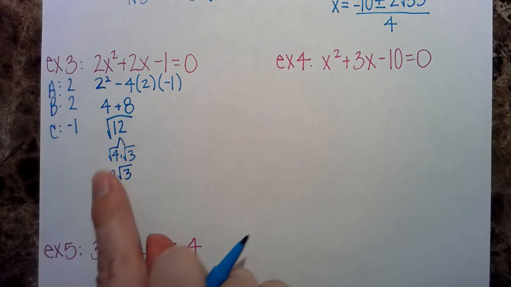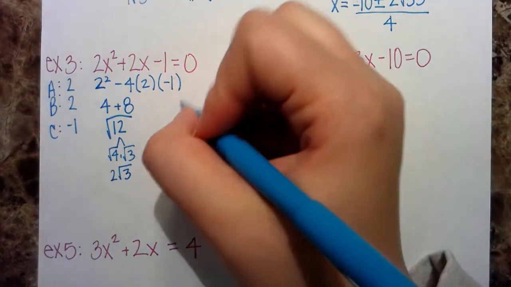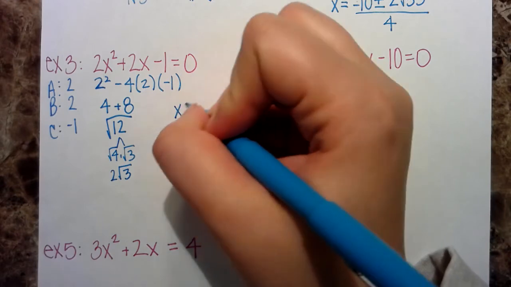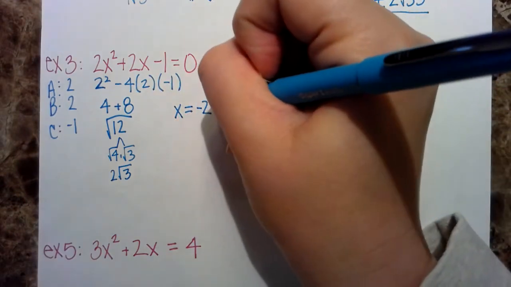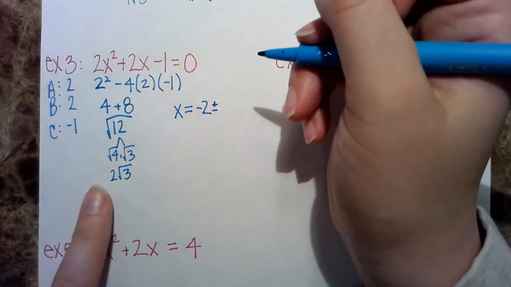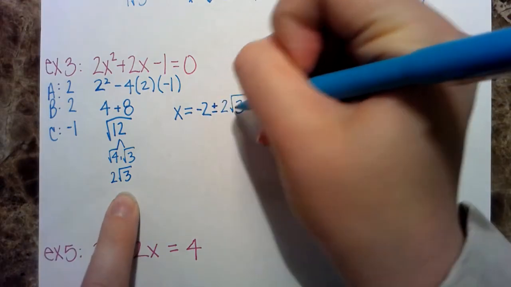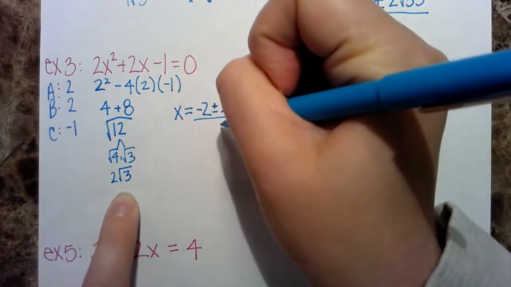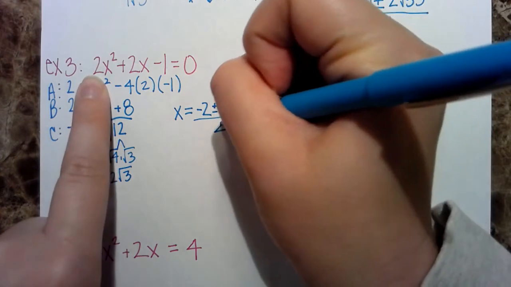I'm going to take my answer and insert it into my quadratic formula. So the quadratic formula is x equals the opposite of b, so negative 2, plus or minus the square root of b squared minus 4ac. I already figured what that is, so it's 2 square root 3 all over 2 times my a value, so 2 times 2 is 4.